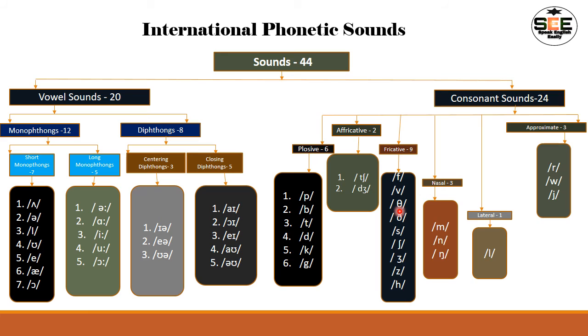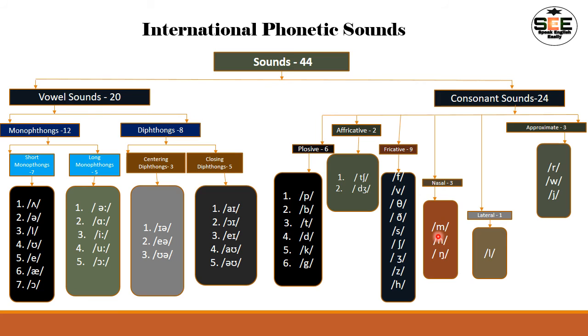It is tha, it is da, it is sa, this sh, it is za, it is z, and it is ha. Okay, h, ha. So I hope you understood these nine fricative sounds. Now it is nasal sound. This sound we produce with the help of the nose, so that's why it is known as nasal sound.